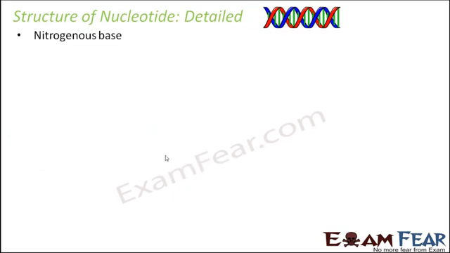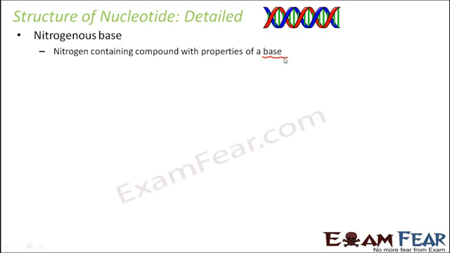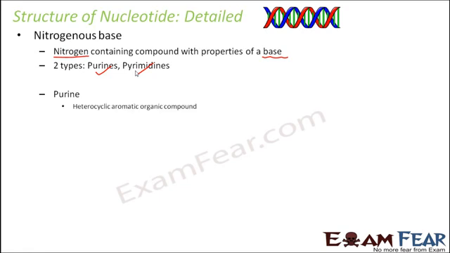So let us look at the third component, that is the nitrogenous base. It is a nitrogen containing compound with properties of a base. So obviously it is a base, so it will have the properties of a base. Nitrogenous because it contains nitrogen. There are two types of nitrogenous base, and they are purines and pyrimidines. Let us see what is a purine and what is a pyrimidine. First we'll talk about purine. It is a heterocyclic aromatic organic compound.